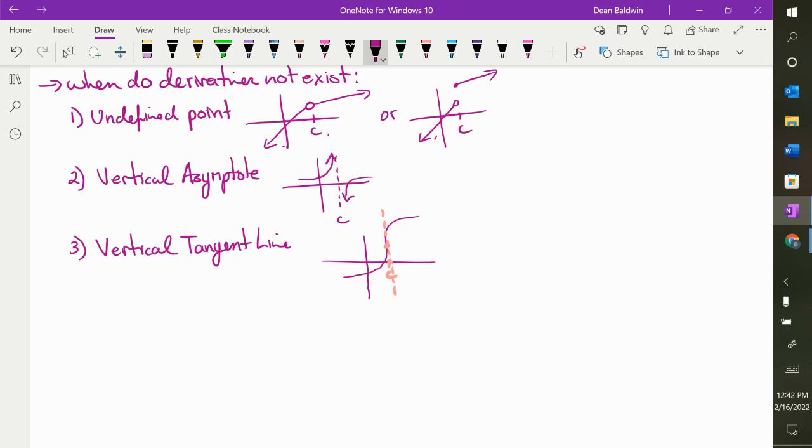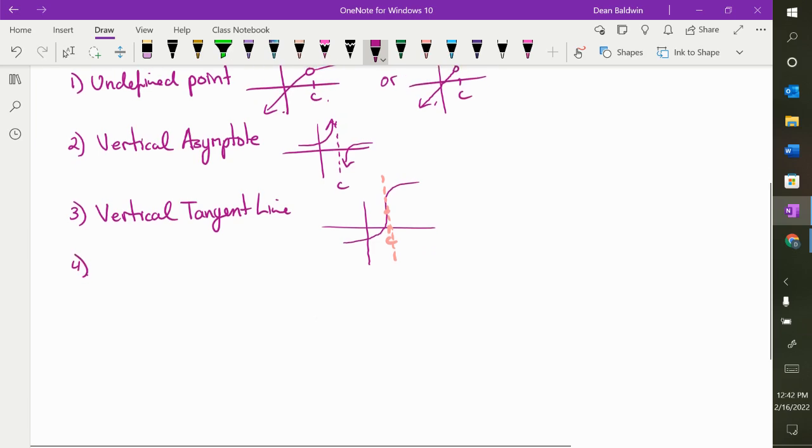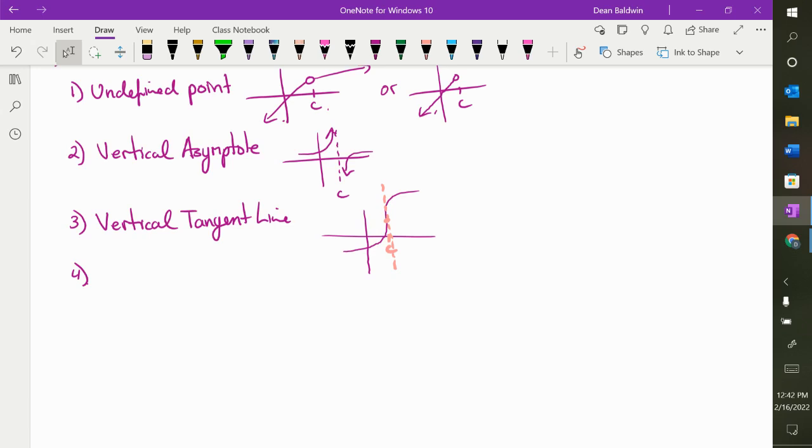So, vertical tangent line, and then the fourth kind makes sense once you know a little more about the definition of a limit, but I'm just going to give you a hand-waving explanation of it.